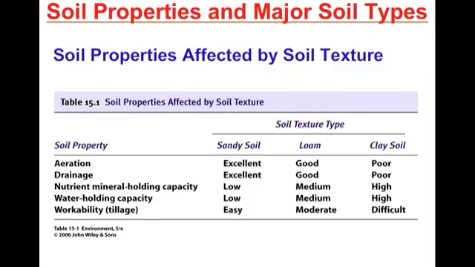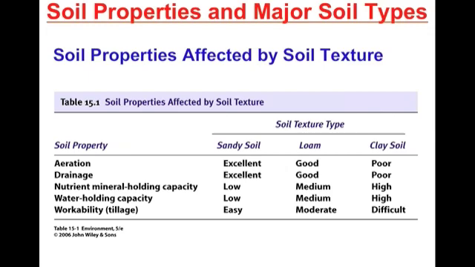Here's a table of different properties of soil and what happens in different soil texture types. In terms of aeration, sandy soil has a lot of air and it drains very quickly, but it's very bad at holding nutrients or water. It's easily worked. Loam, which is considered an ideal agricultural soil, has good aeration and good drainage, meaning that lots of water can get through it and there's lots of water present, and it's pretty decent at holding minerals and water. Clay is very poor in aeration.